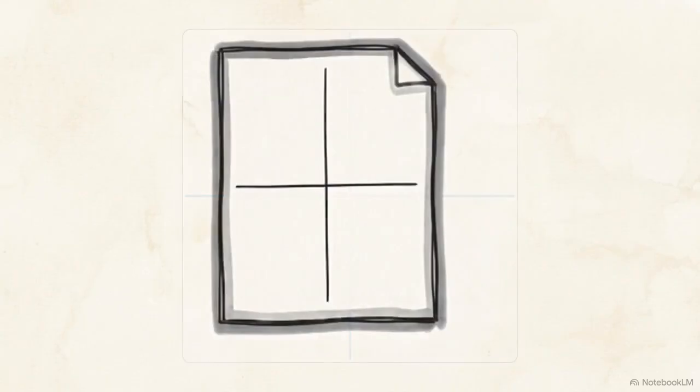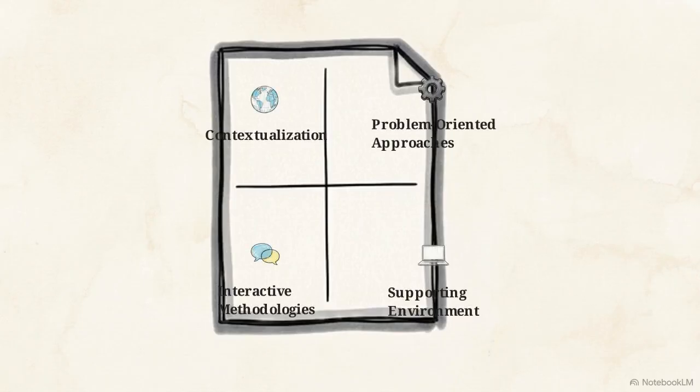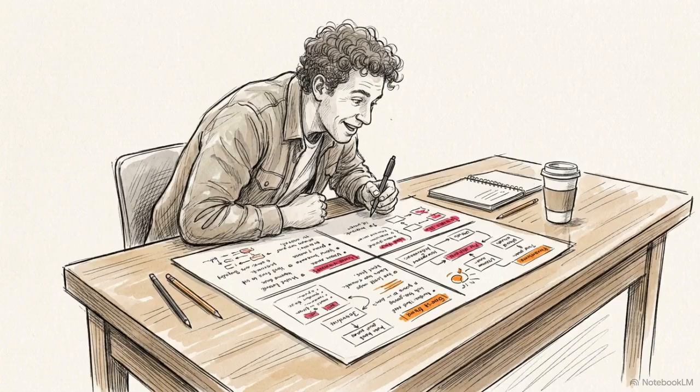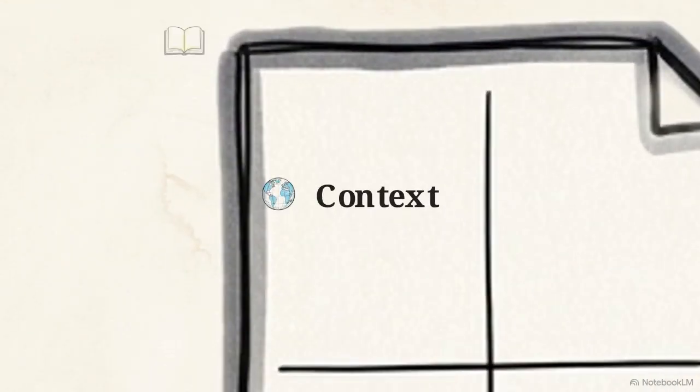Take a blank piece of paper, draw a line straight down the middle and another across the center, creating 4 distinct boxes. Filling in this final quadrant gives you a concrete framework for building lessons that students actually want to lean into. Box 1 is where you anchor abstract theory to the student's reality.